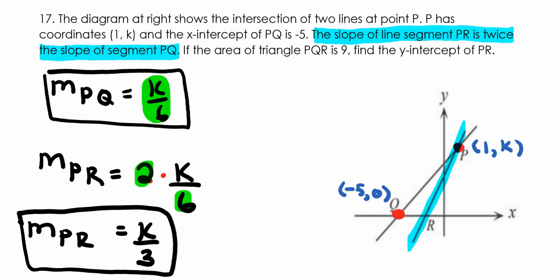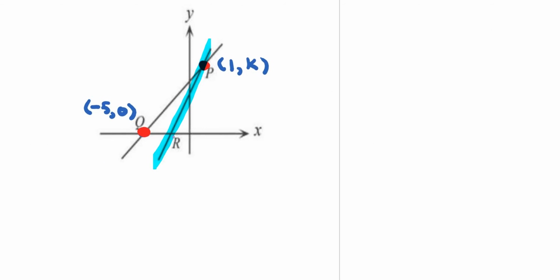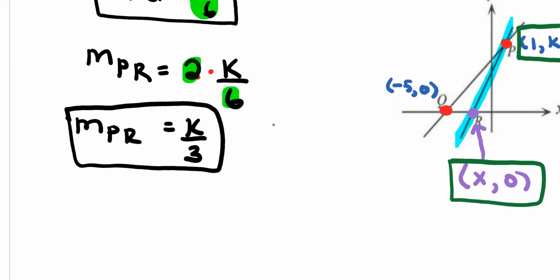Okay, so what we're going to do next is I'm going to take a look at that line PR a little bit more closely. So here's PR, and we're going to ask ourselves, can I find the coordinates of this purple dot? So right now I don't know what that x coordinate is, so maybe I'll call that x, but the y value there is going to be 0. Okay, now I have the point (1, k), and I also have the point (x, 0). The question is, are we able to make some kind of connection between those 2 points? And we also know that between those 2 points, the slope is k over 3, right?